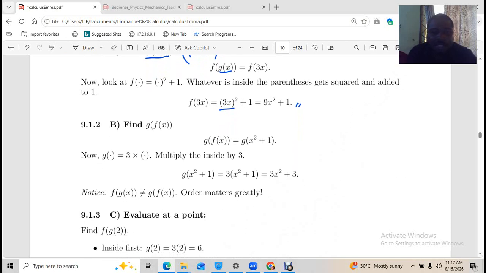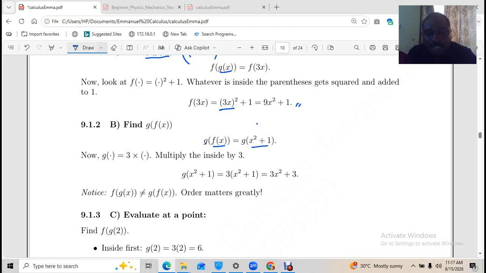Now similarly, we have g of f of x. What is g of f of x? The same thing. I'm going to pick f of x and substitute it in g of x. So we have g of x squared plus 1, because this represents our function f of x. All I'm supposed to do is to multiply through: 3 multiplied by x squared is 3x squared, and 3 multiplied by 1 is 3.